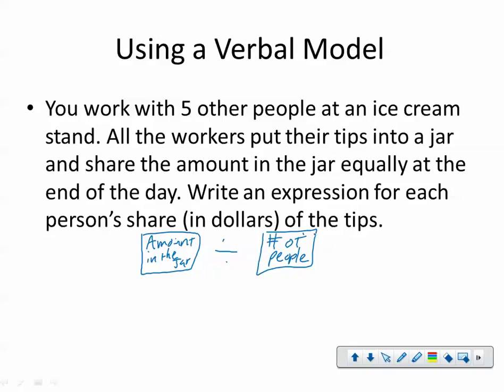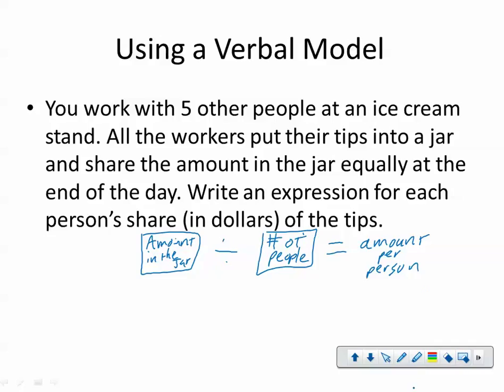So notice this verbal model that I've created here. I'm not writing the math out yet. I'm writing out the situation. I'm writing about what we're talking about. I'm talking about there being a certain amount of money in a jar and a certain amount of people. And if I divide those things, I end up with the amount per person, which is what we're looking for.